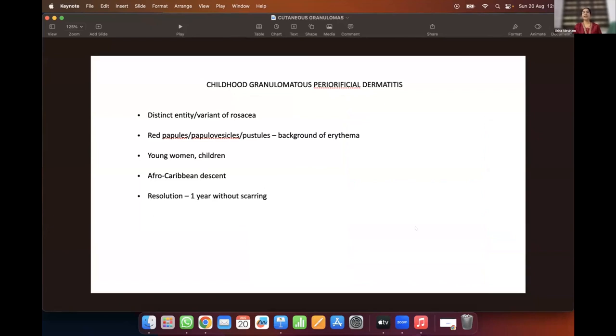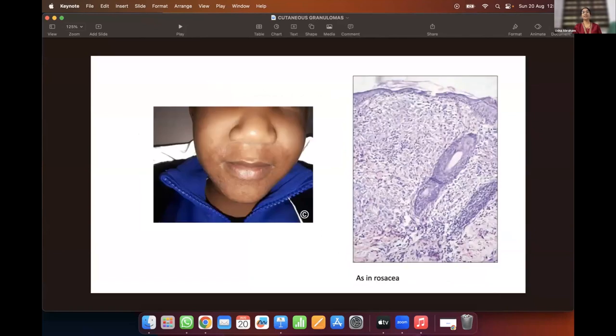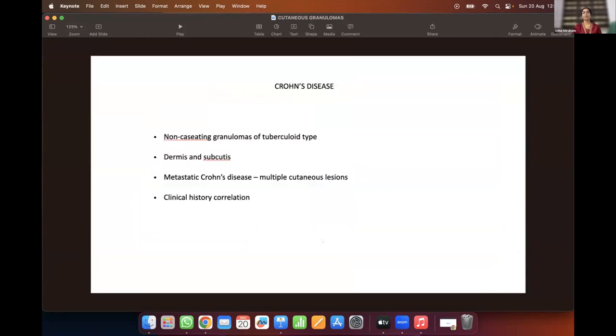Coming to childhood granulomatous periorificial dermatitis. Here what we're seeing is red papules or papulovesicles around the periorificial region, and it's usually believed to be seen in children of Afro-Caribbean descent. So the histopathology is very similar to rosacea. It is a clinical diagnosis which will help us reach the diagnosis.